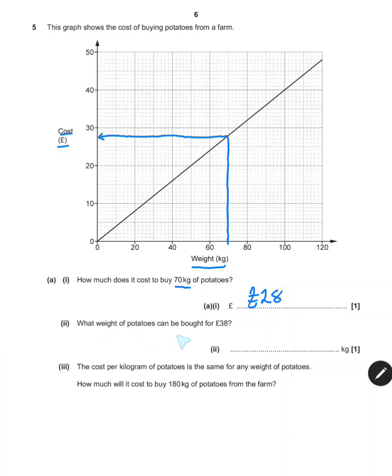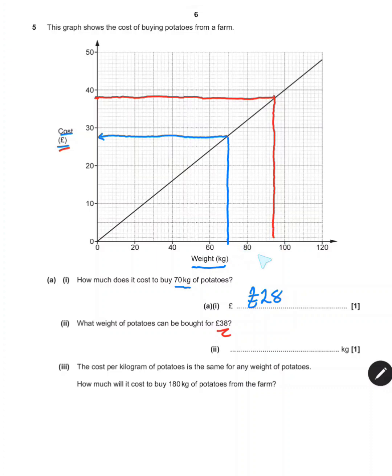He then says what weight of potatoes can be bought for £38. So now I'm talking about pounds. Where's my pounds? Here it is. 35, 6, 7, 8 is there. So that's £38. I'm just going to do the same as I did before, but in the other direction. Read across and then read down.